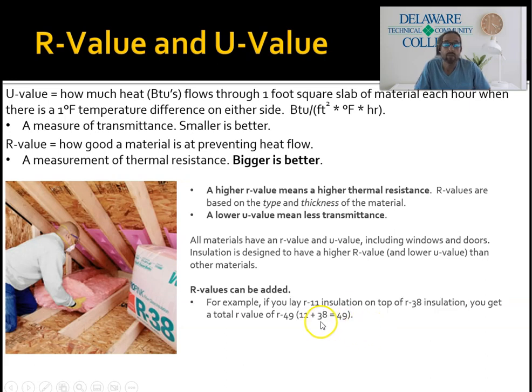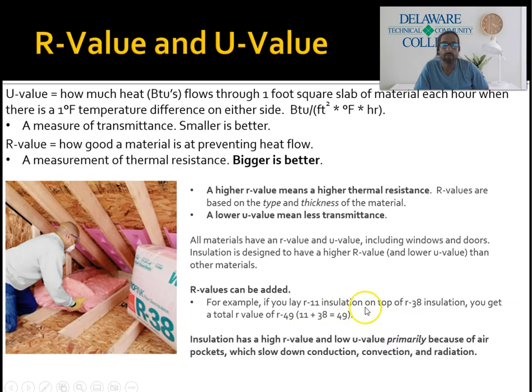So if I have R11 and R38, and I have an R11, right, and then I add R38 on top, just add it. Then I end up with R49, okay? I'll talk about how to convert that to a U factor, but R's, just write that down. You can add R values.